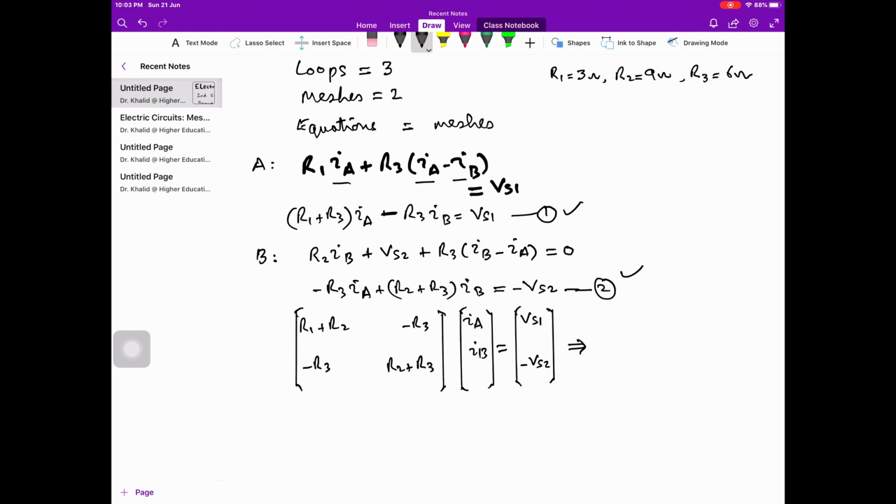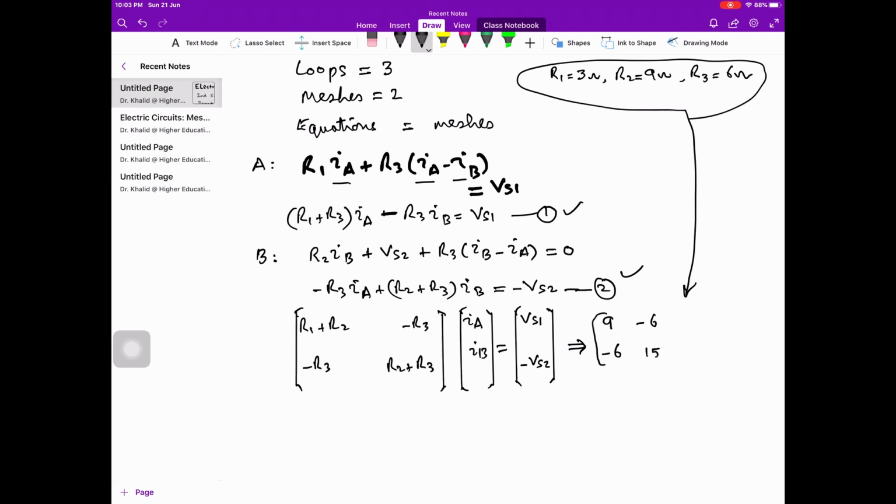Considering values of R1, R2, R3 shown above, R1 plus R2 is 9, minus R3 is minus 6, minus R3 again minus 6, and R2 plus R3 is 15. So this is our first matrix. The second matrix in the right hand side is IA, IB. This is also known as the current matrix, and the right hand side is the voltage matrix over here.